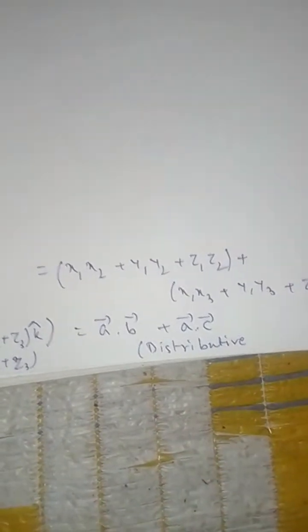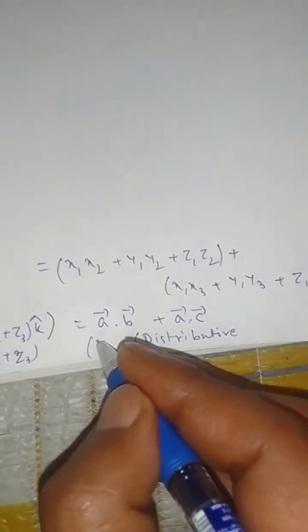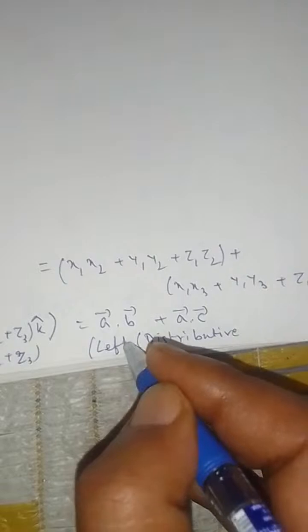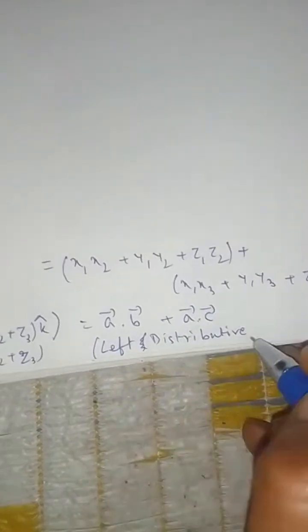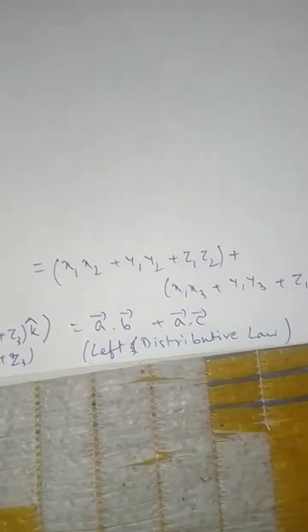This is our left distributive law. This is the left distributive law. And to prove the right distributive law, we will go in this way.